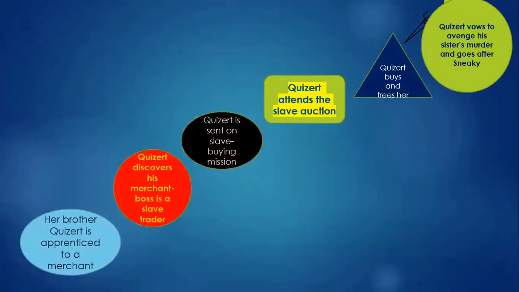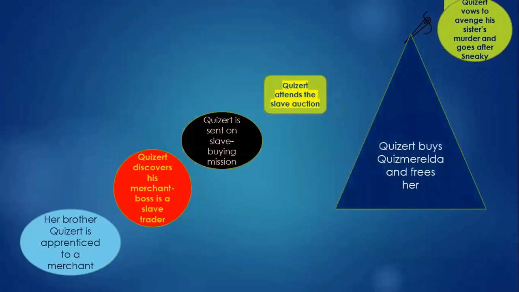Laying this out very neatly, there they all are. Can you spot where the subplot crosses over the main line plot? There it is. It's where he buys her and sets her free. What about him vowing to avenge his sister's murder? It's in the subplot. It's not part of Quizmerelda's story, because whether he avenges his sister's murder or not has no relevance to whether Quizmerelda gets to the golden.